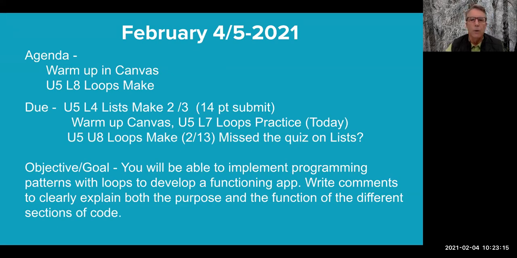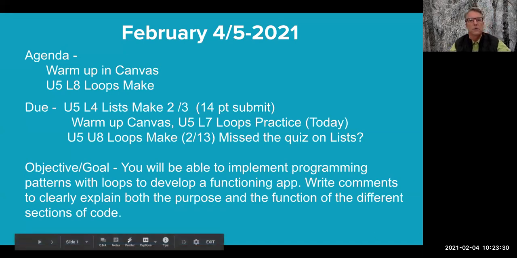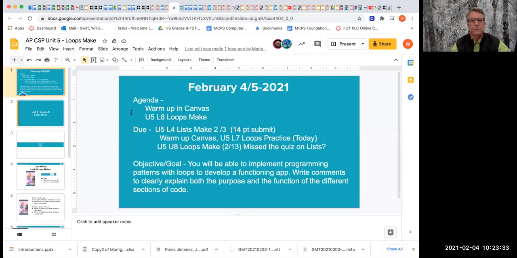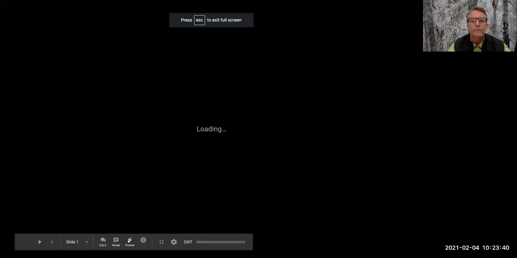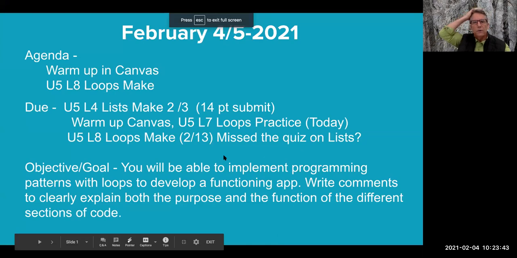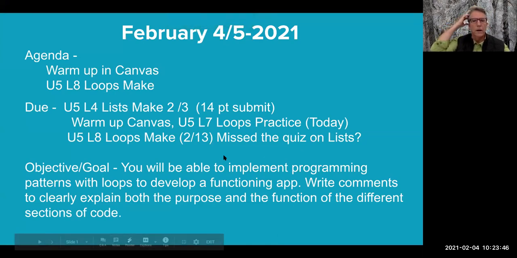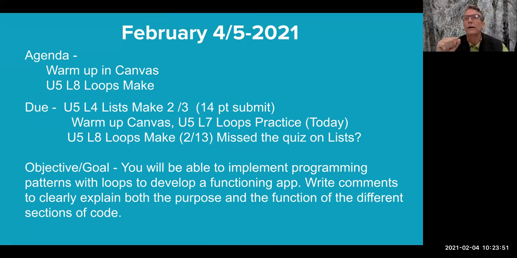Today, what is due is the warm-up on Canvas. You should have finished your U5L7 loops practice over the week, over yesterday. We are going to be working on U5L6. I can solve this for us. One of the few things I know how to do. Okay. That is going to be our loops make, okay? That is going to be due on 2/13, all right? So it's probably about a week out.